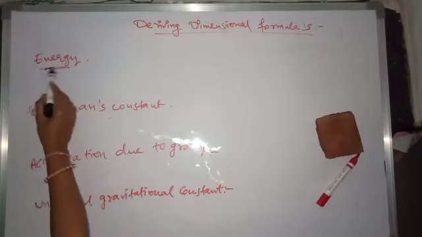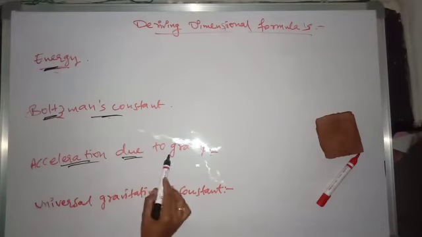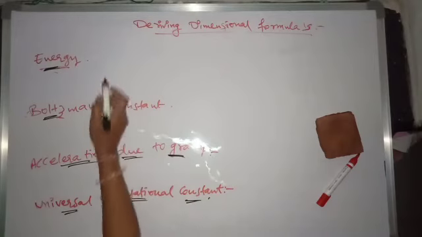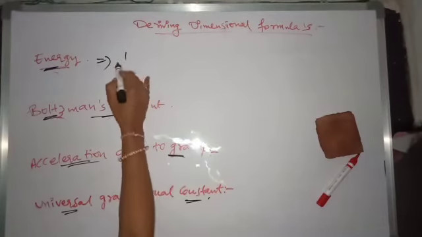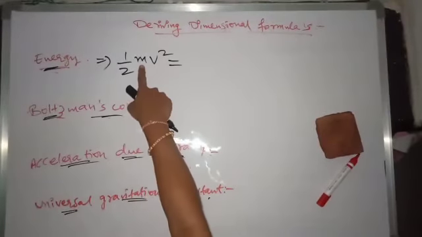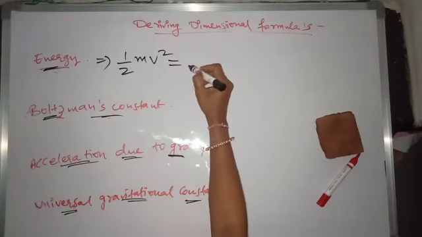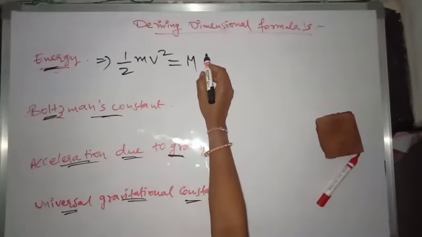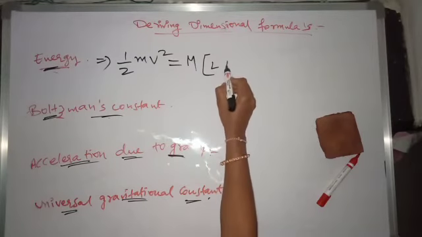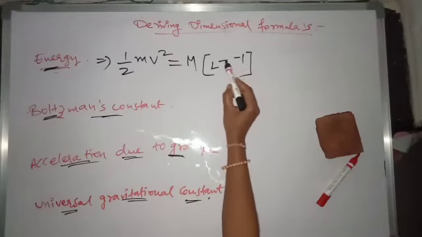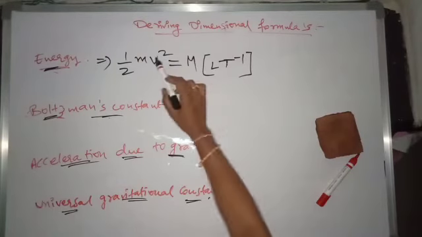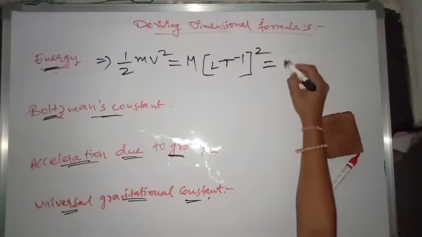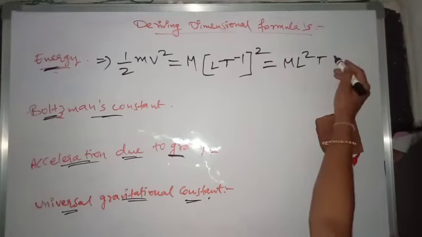And next we will solve the dimensional formulas for energy, Boltzmann constant, acceleration due to gravity, and universal gravitational constant. What is energy? Energy is nothing but kinetic energy or potential energy. If I take kinetic energy, half mv square, what is mass? Mass is measured in terms of kg, and we represent the mass with capital M. And what is velocity? The dimensional formula for velocity is L into T power minus 1. Please check whether it is minus 1 or minus 2. And you have v square, so L T power minus 1 whole square. Now the dimensional formula for energy is M into L square into T power minus 2.